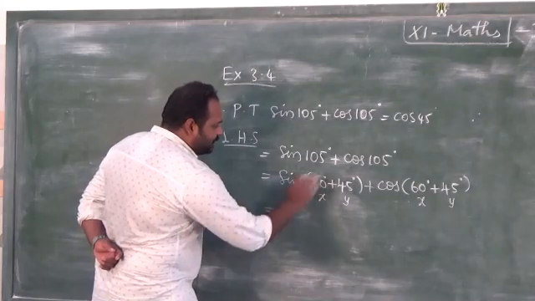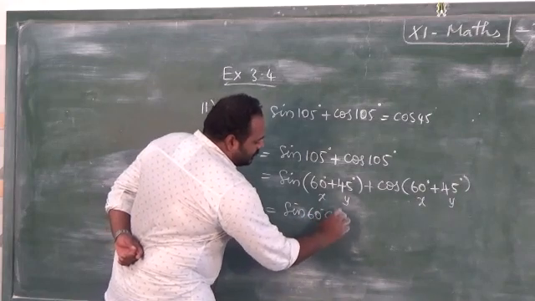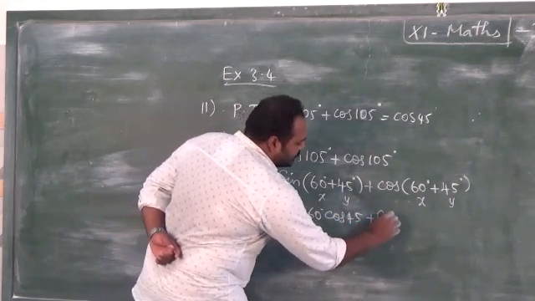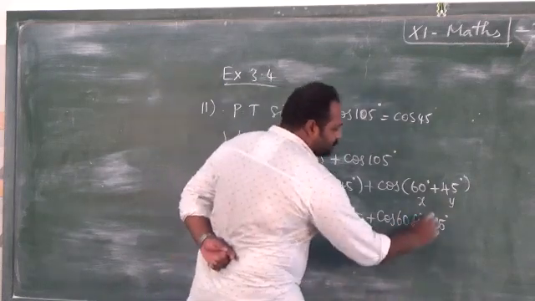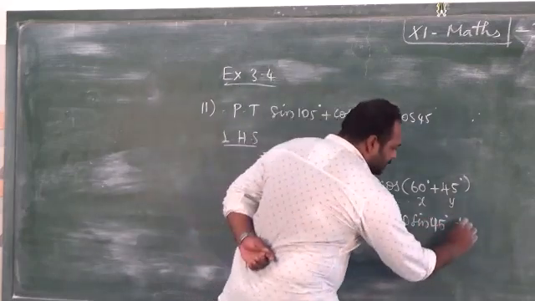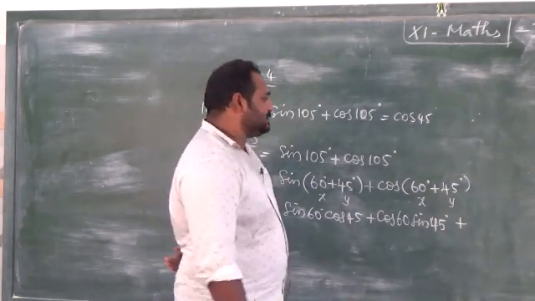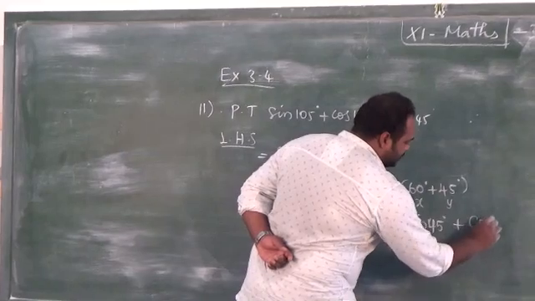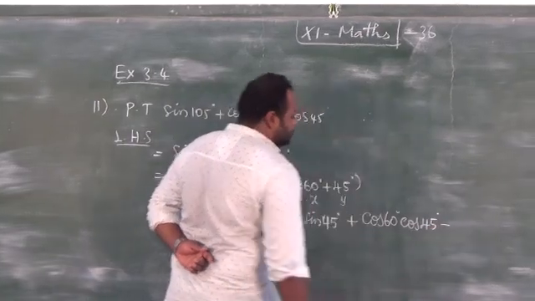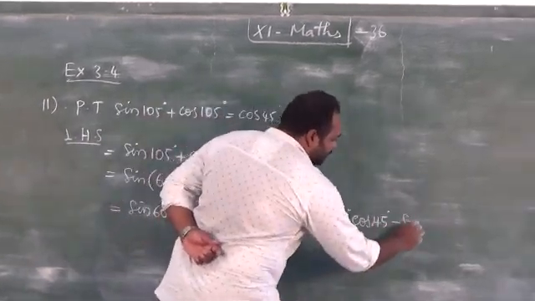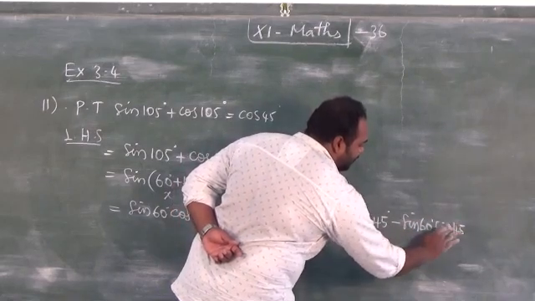So using the formula, I am going to expand this first term: sin x cos y plus cos x sin y, plus this term with the cos x plus y formula, cos x cos y minus sin x sin y. So here cos 60 cos 45 minus sin 60 sin 45.